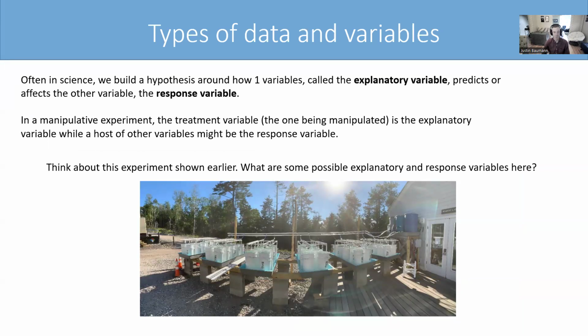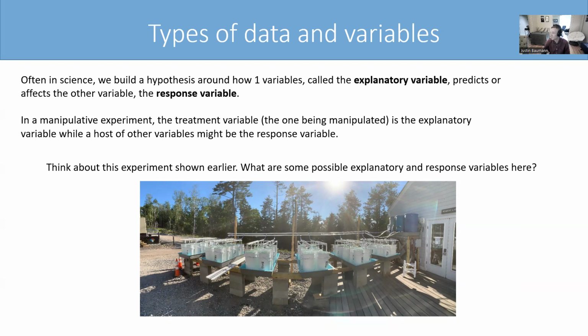All right, most importantly, when we're thinking about data and variables, we're thinking about this. We need to build a hypothesis. Science is driven by questions. Hypotheses are basically those questions. We build a hypothesis around how one variable, called the explanatory variable, predicts or affects the other variable, the response variable. In a manipulative experiment, like the one we're seeing below, the treatment variable, the one being manipulated, is the explanatory variable, while a host of other variables might be the response variable.